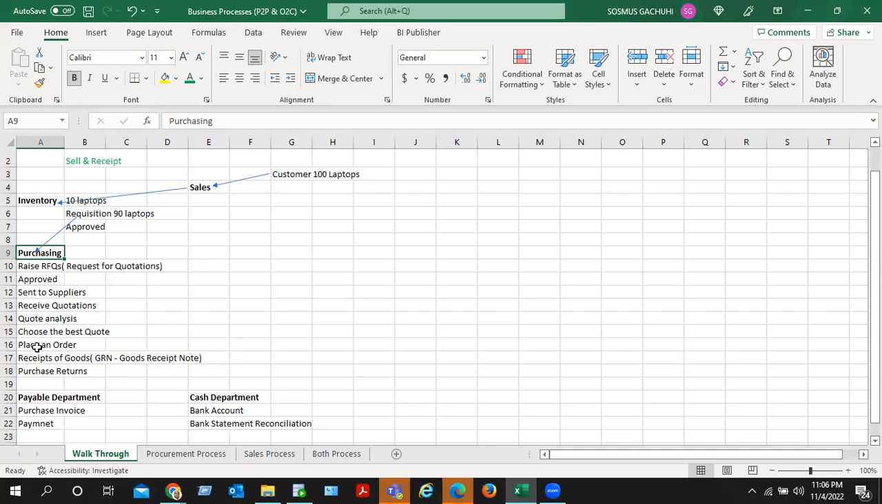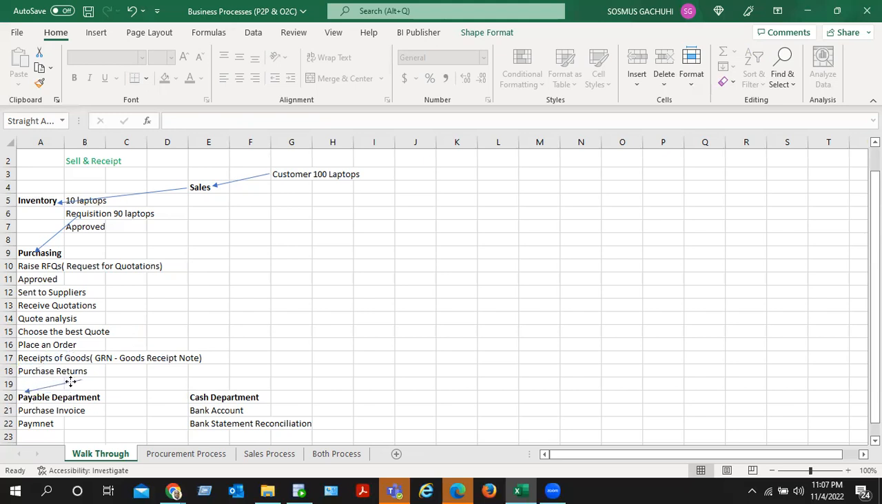So once the purchasing department has received the goods, it will communicate all this information to the payable department.